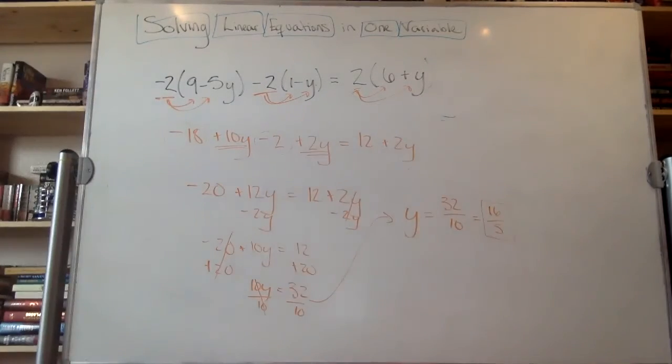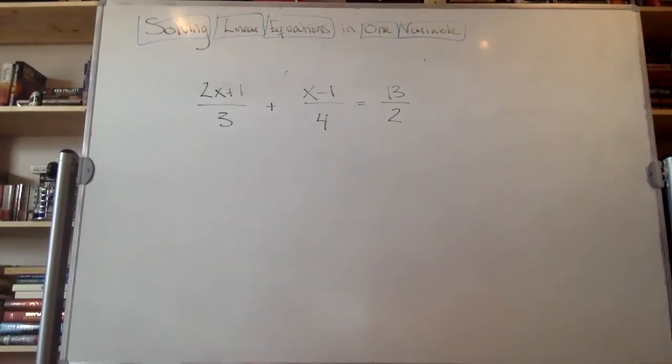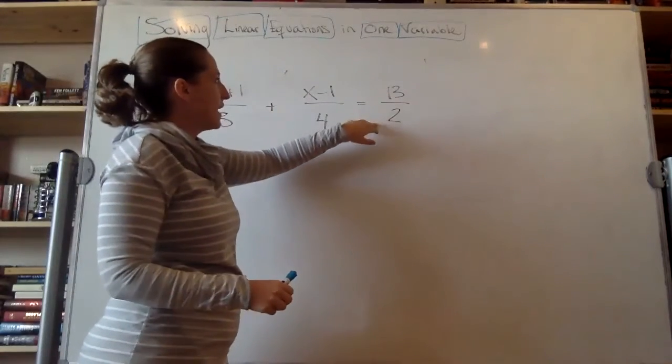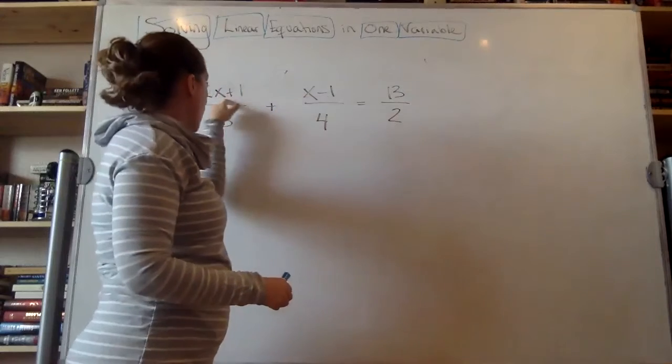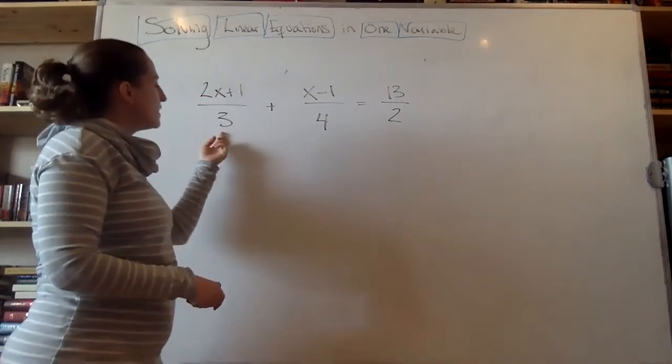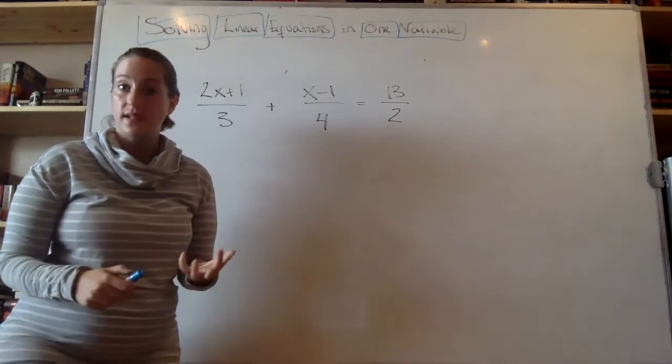Let's do other examples. All right, here's our next example. 2x plus 1 over 3 plus x minus 1 over 4 equals 13 halves. This is an equation. It's in one variable, and it's linear because, well, we do have fractions, but none of our x's or our variables are in the denominator.